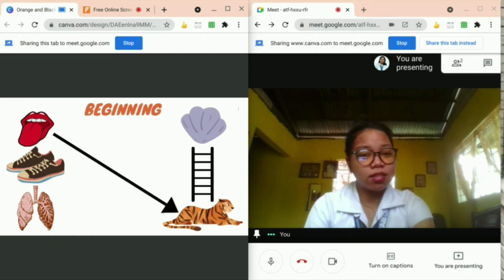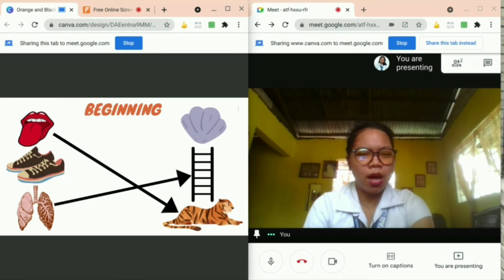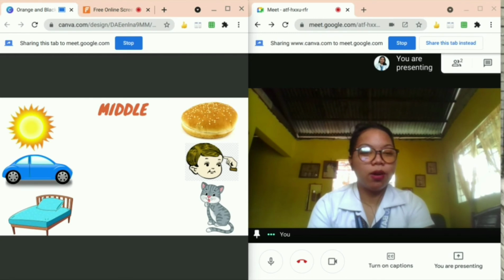But how about lungs? Lungs are matched with ladder. They both have the beginning sound l. But how about shoes? Of course, shoes go with shell. They both have the beginning sound s. Okay, great.